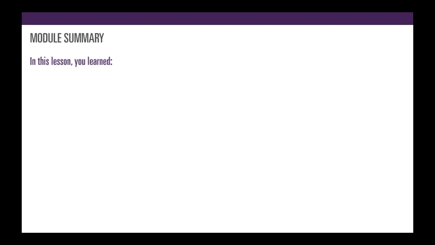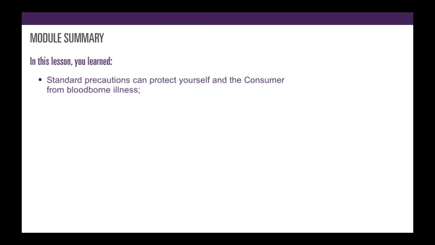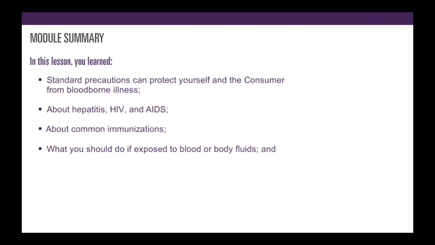In this lesson, you learned that standard precautions such as hand washing, wearing gloves, cleaning and disinfecting, disposing of waste, and correctly handling sharps are ways you can protect yourself and the consumer from bloodborne illness. You learned about hepatitis, HIV, and AIDS. You also learned about common immunizations that you should have. If you are exposed to blood or body fluids, you learned to wash or flush the area and how to apply hydrogen peroxide to open wounds or needle sticks. Lastly, you learned how to report exposure incidents.